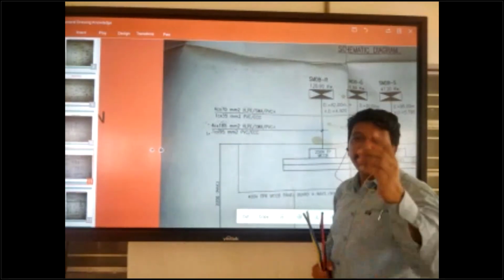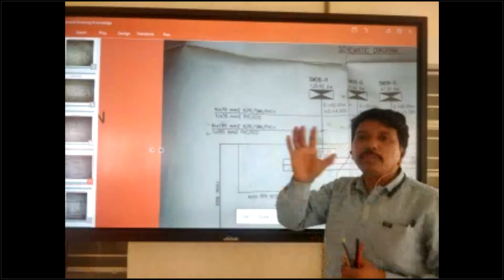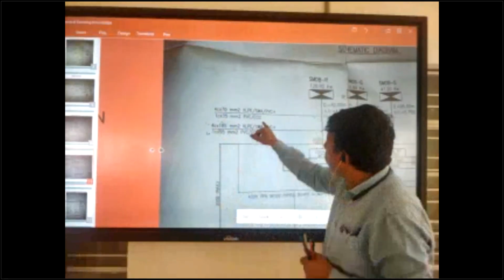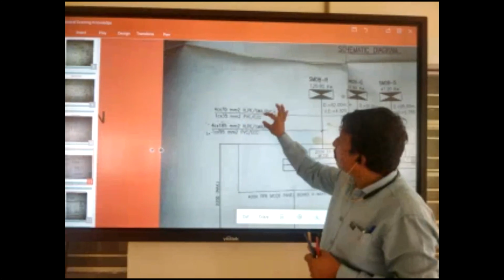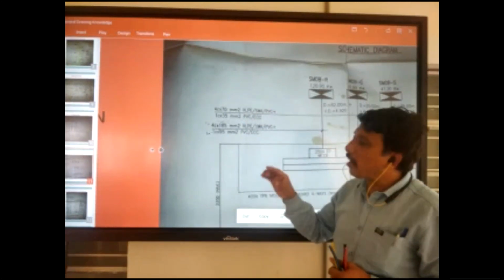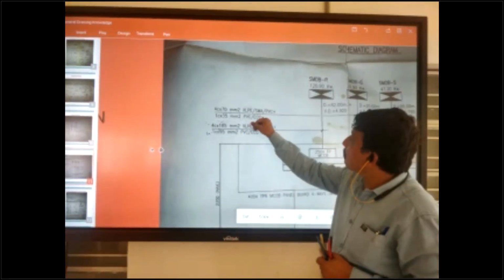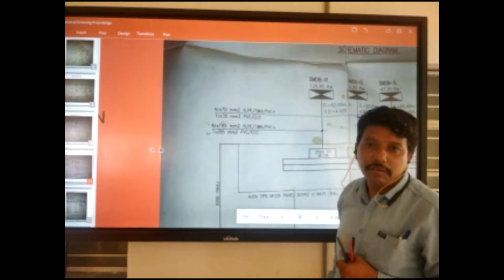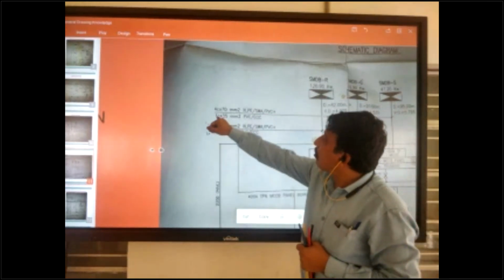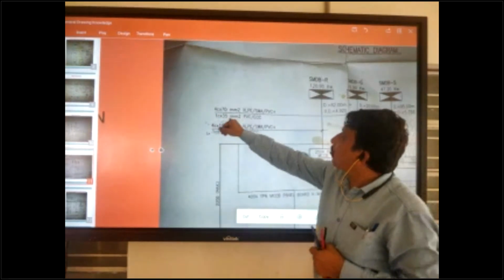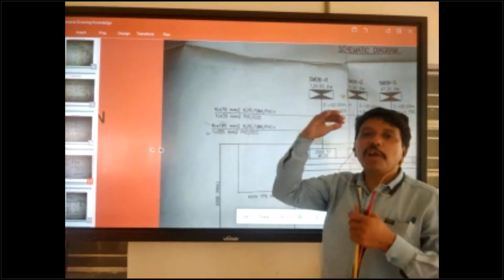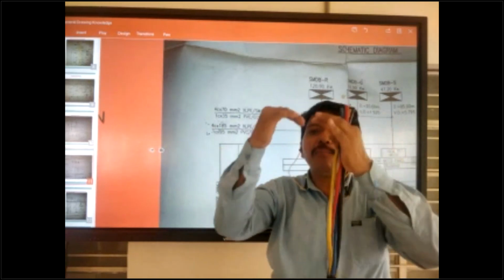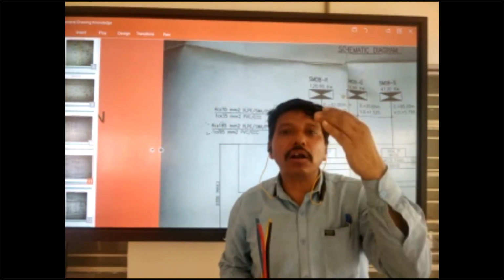I already told you, in the drawing we do not mention the full form. You only give the symbol or short form. So ECC means earth continuity conductor. This is 1 core and 35 mm square. Always half value of the power cable is used for earthing purpose.